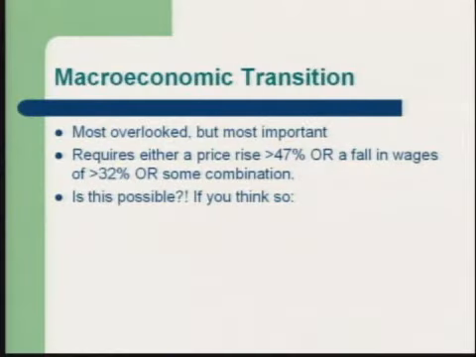So what is it? Well, using the numbers I just calculated, in order to go immediately to the fair tax, national retail sales tax, we either have to have a price rise of 47%, or we have to have a fall in wages of 32%, or we have to have some combination of that.